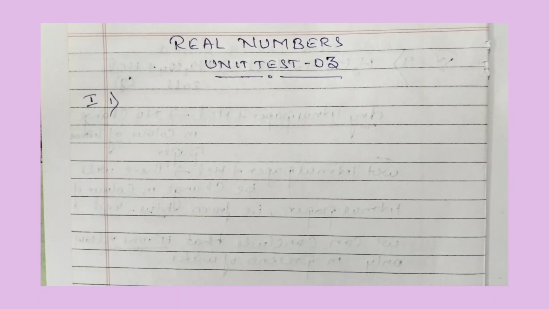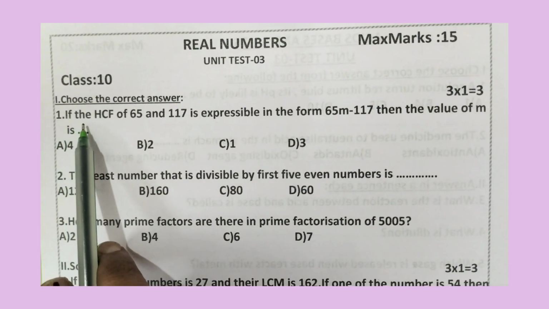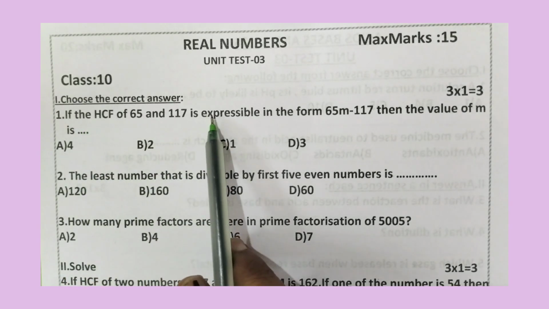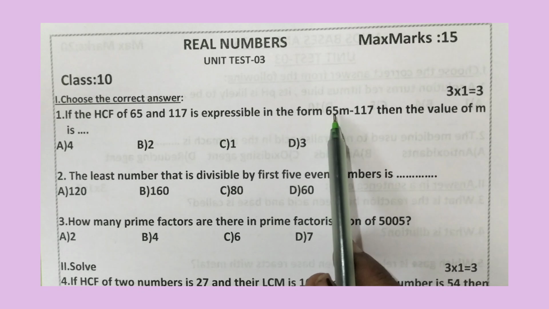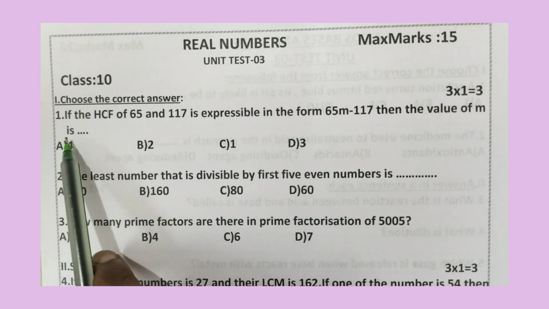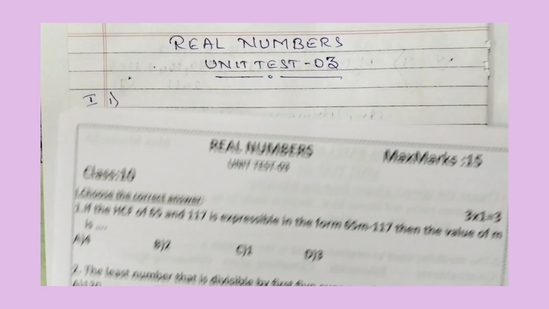In this video we are going to continue class 10th mathematics. This is real numbers unit test paper number 3. So now let us move to the first question of unit test paper number 3. The first question is, if the HCF of 65 and 117 is expressible in the form of 65m minus 117, then the value of m is dash. So we have to find the value of m.